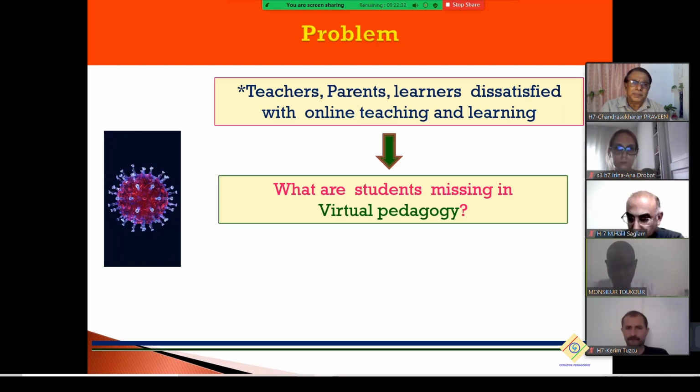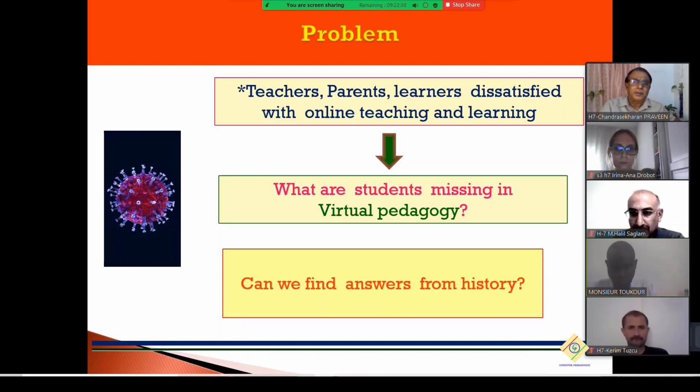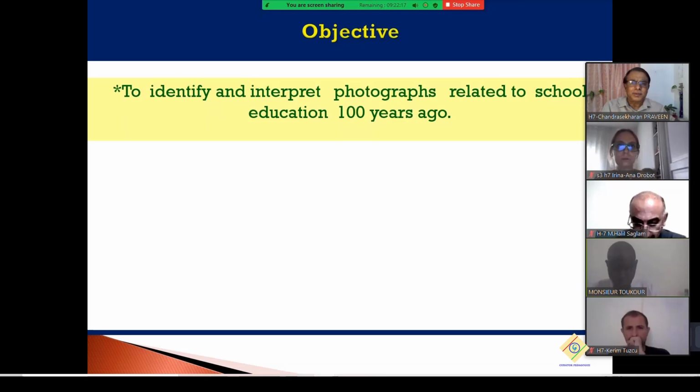There was something that was missing. So I thought, can we find answers from history? Shall we go back and look at it 100 years ago? So this was what prompted me to look for it. So these are my objectives. I tried to identify and interpret the photographs related to school education 100 years ago.